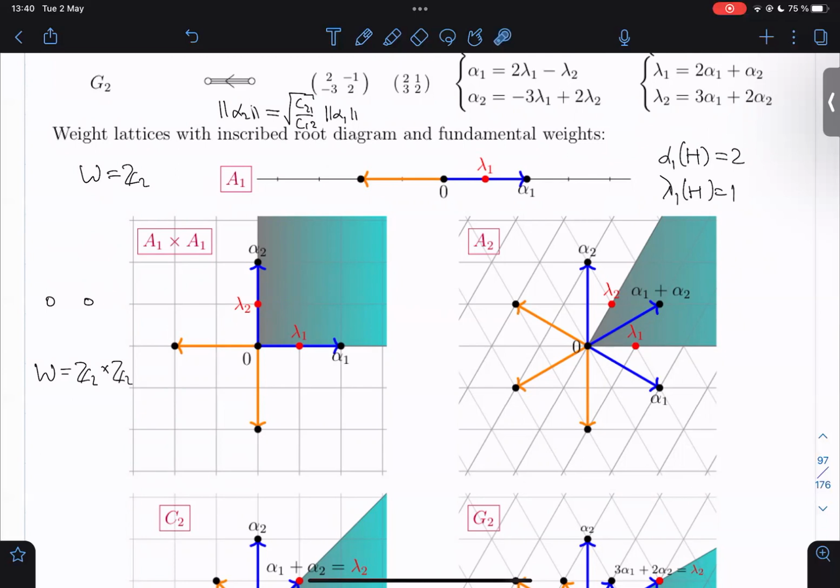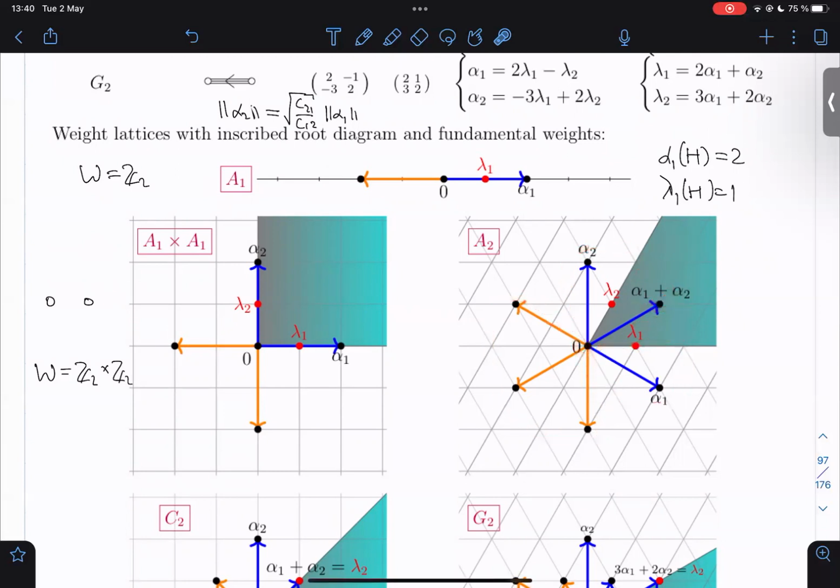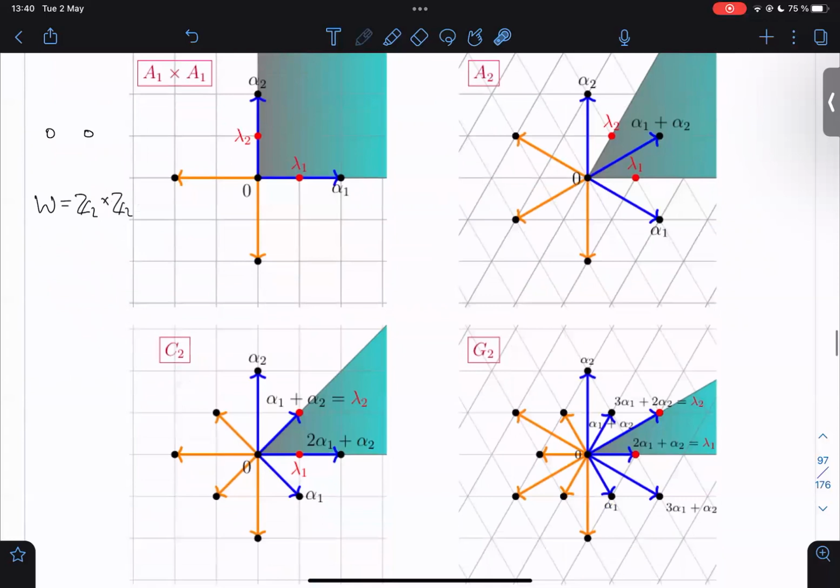In this SL3 case, we spent quite a bit of time on this. These are the positive roots, the negative roots. Here is your Weyl chamber. And the Weyl group is S3, the symmetric group.